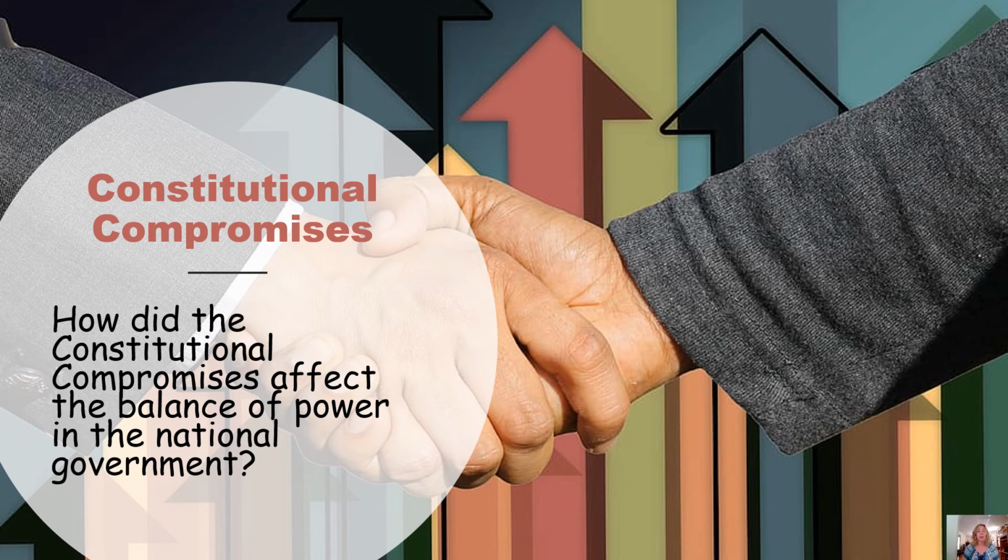All right, those are your three. Can you answer this question? How did the constitutional compromises affect the balance of power in the national government?